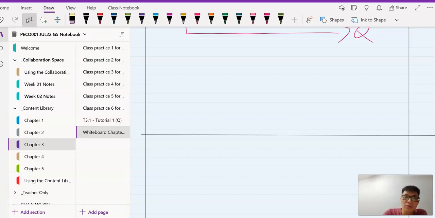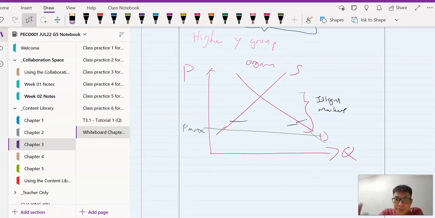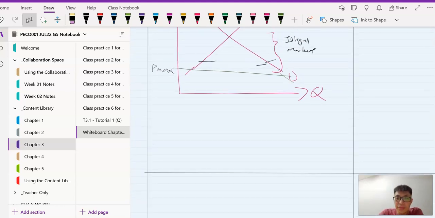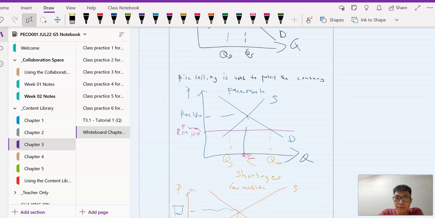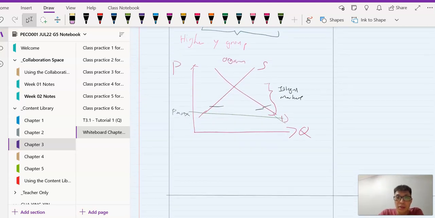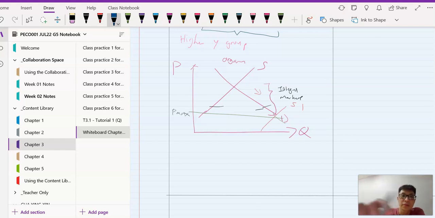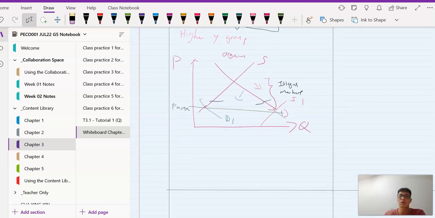For this one, it will be the opposite. Which one should I use? They can either increase the supply or discourage the demand to close the gap, right, to close the shortage.